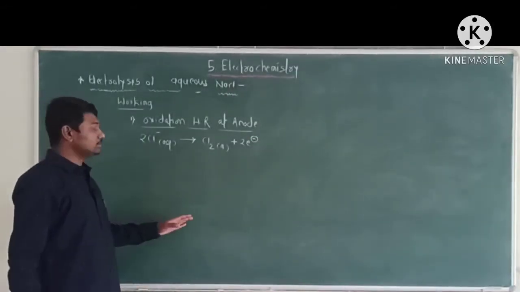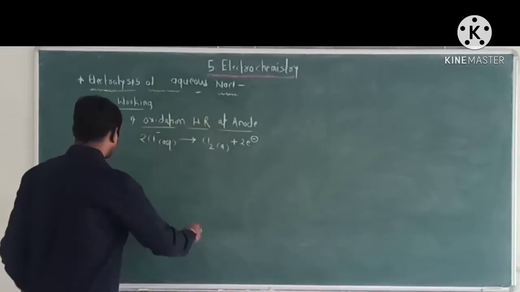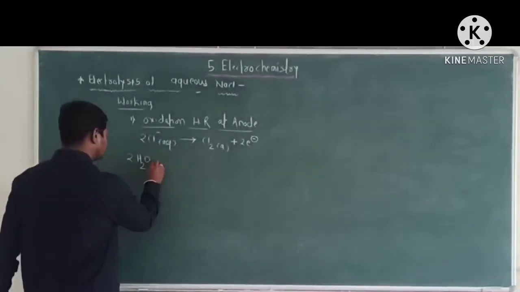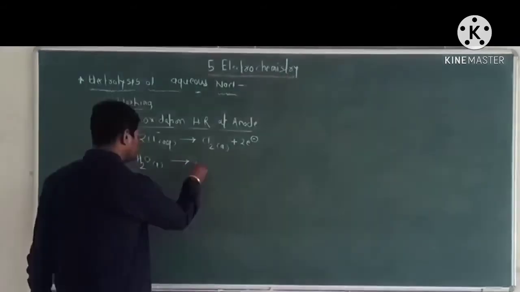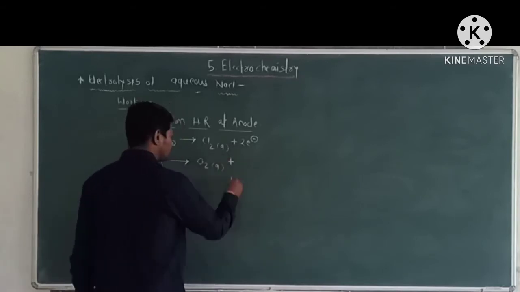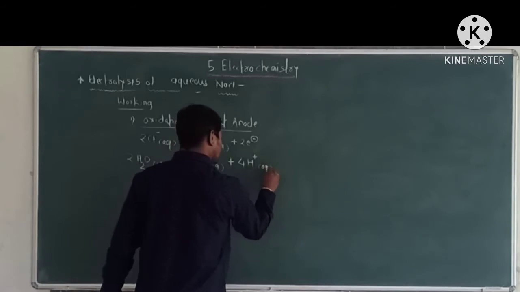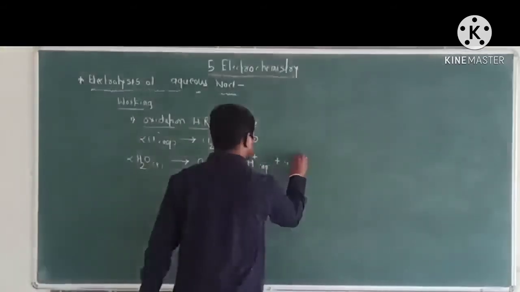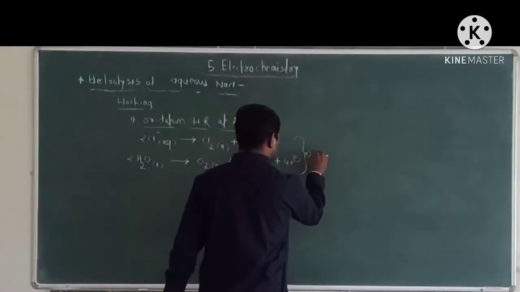At that time, the other oxidation reaction which occurs at the anode is 2H2O liquid oxidized into oxygen gas plus 4H plus ion aqueous, releasing 4 electrons. These are the oxidation half reactions.